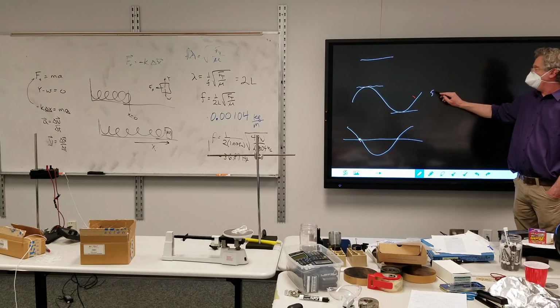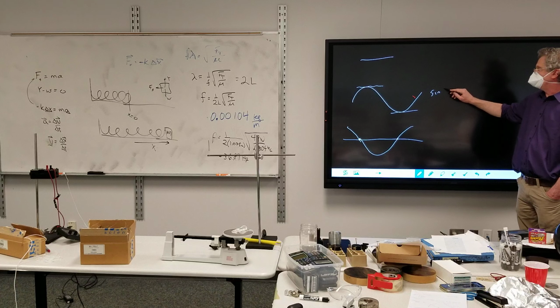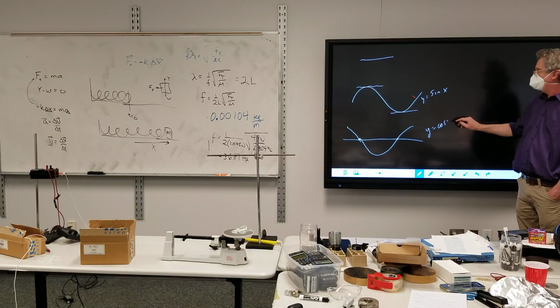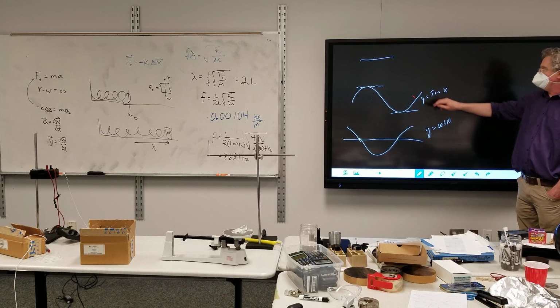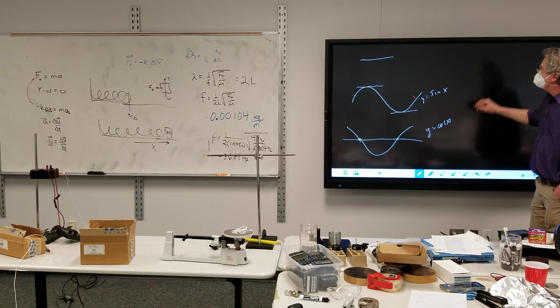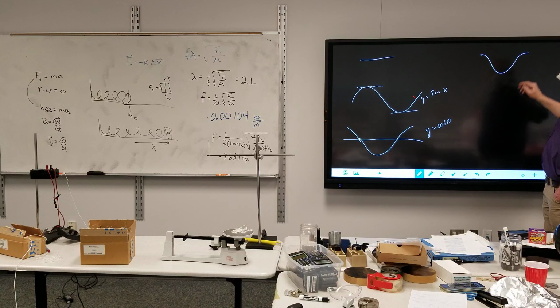This is a sine wave. Let's just say sine of x. This is a cosine wave. So if this is my position versus time, this would be my velocity. So if I have this, what would the slope look like?